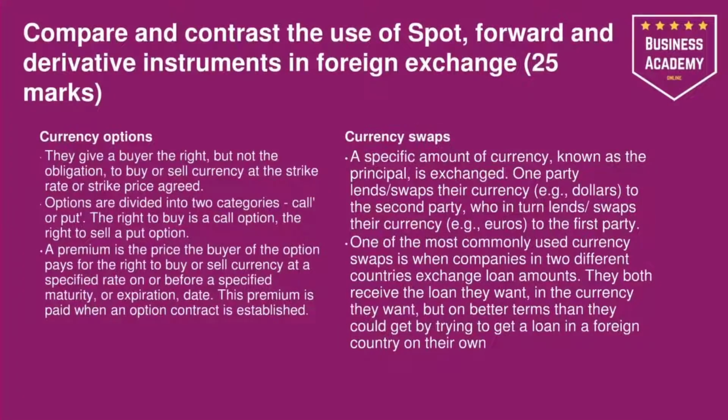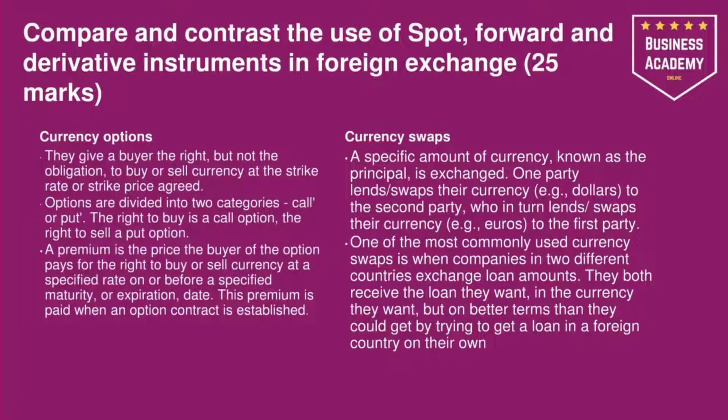So let's talk options and swaps now. Currency options are a little bit different than forwards and futures. They give a buyer the option, or the right, but not the obligation, to buy or sell currency at the strike rate or strike price agreed. So let me explain that a moment. Options are where a buyer will take out an option to buy or sell a currency at a set agreed rate, known as the strike rate or the strike price.